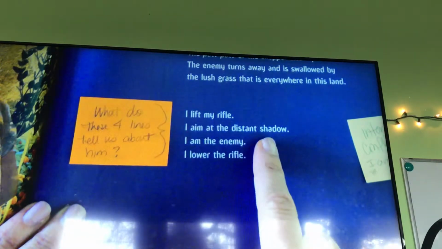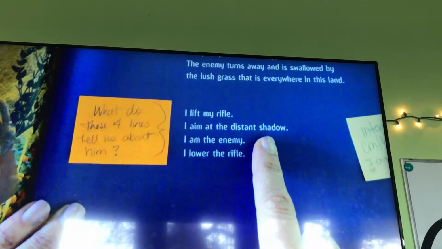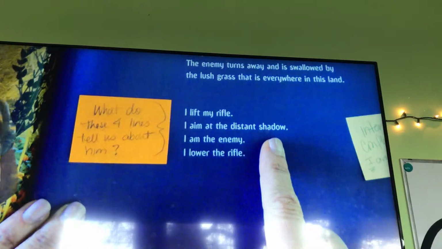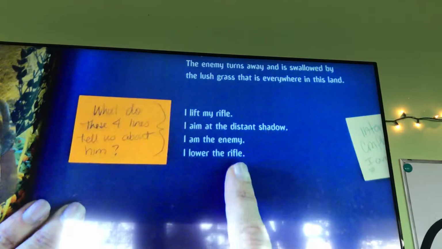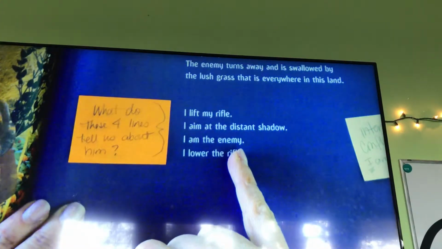I aim at the distant shadow. And we know that before, when he saw shadows and didn't even know what was there, he shot and shot and shot and said, I can't not shoot. Because, in war, shadows are the enemy too. And here he's aiming at the guy running away. I am the enemy. I lower the rifle. And so this shows his internal conflict coming into it.